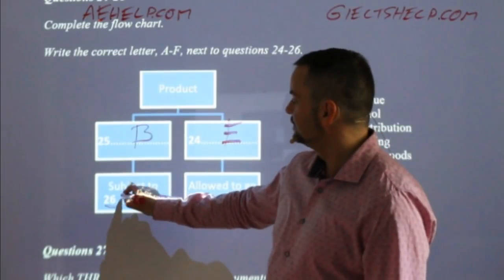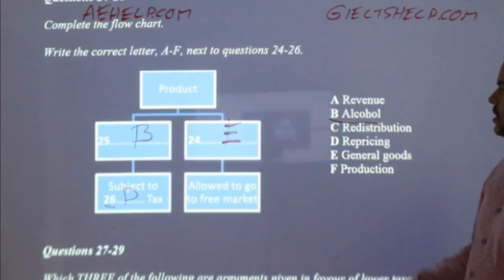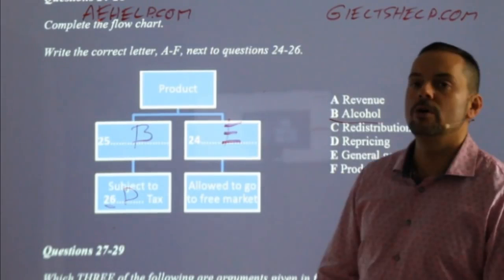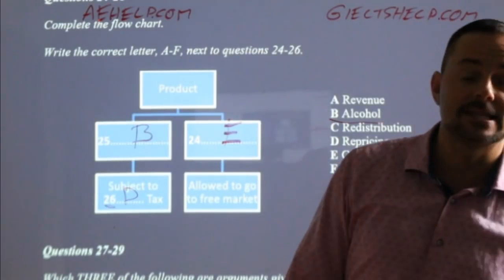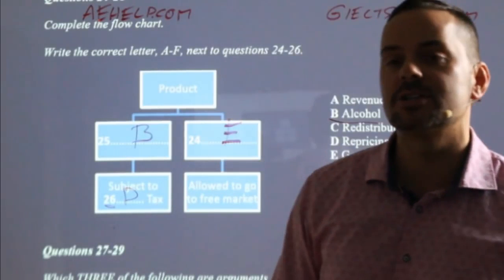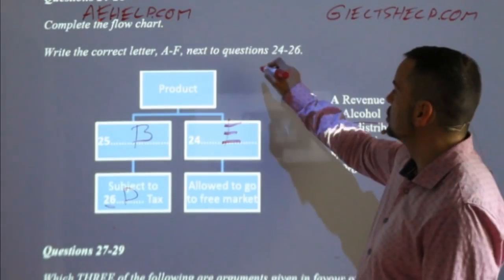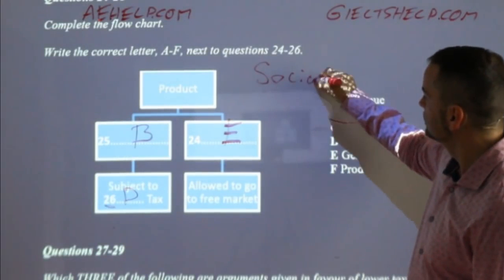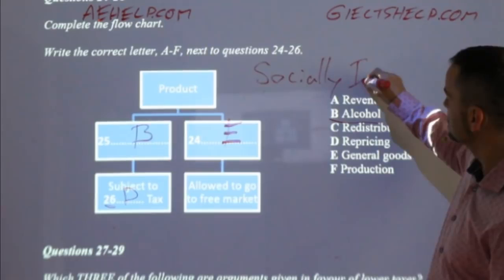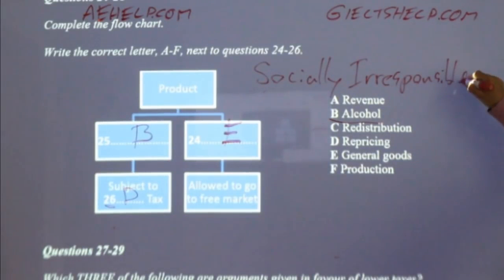Repricing. Products like alcohol, tobacco, cannabis now in Canada, shisha in many parts of the Arabic world, those are called socially irresponsible products.